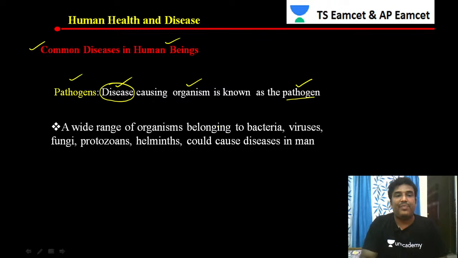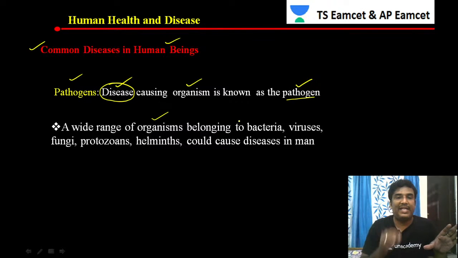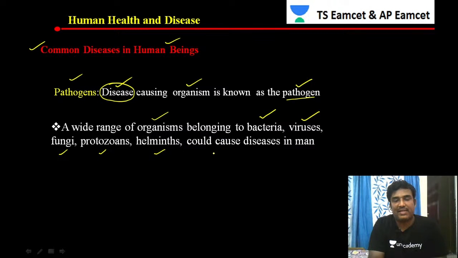Let us see the next point: a wide range of organisms. What are the different organisms which act as pathogens? The same thing once again: they can be bacteria, viruses, fungi, protozoans, or helminth parasites. All of these can cause disease in human beings.